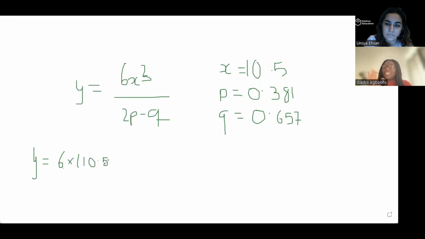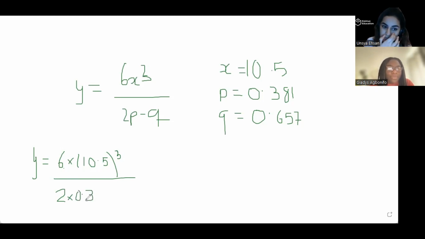And then here I'll ask, have you got any questions? Is there anything you need help with? Add 3, bracket. And then we'll divide all of that by 2 times p, which is 0.381, minus 0.657.